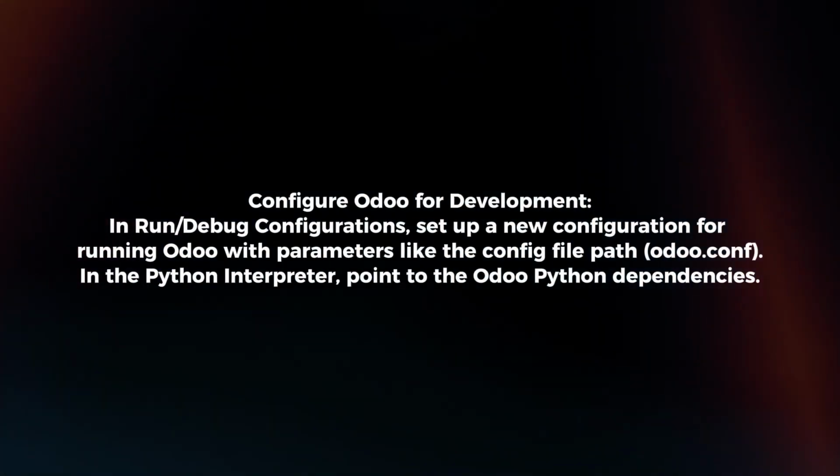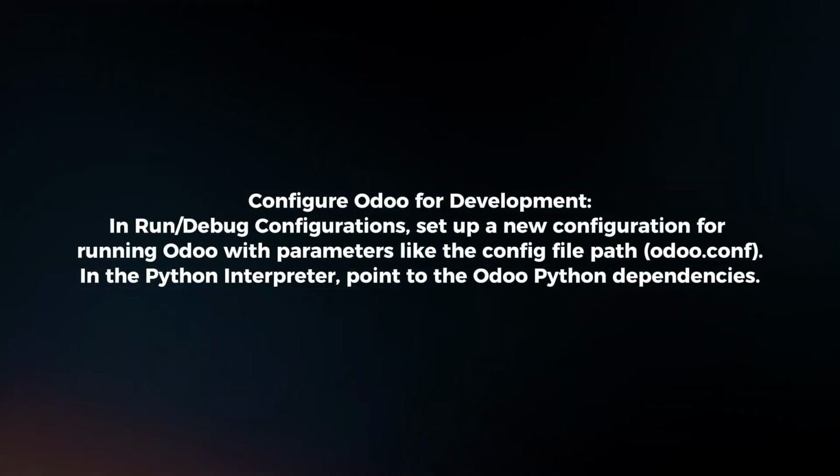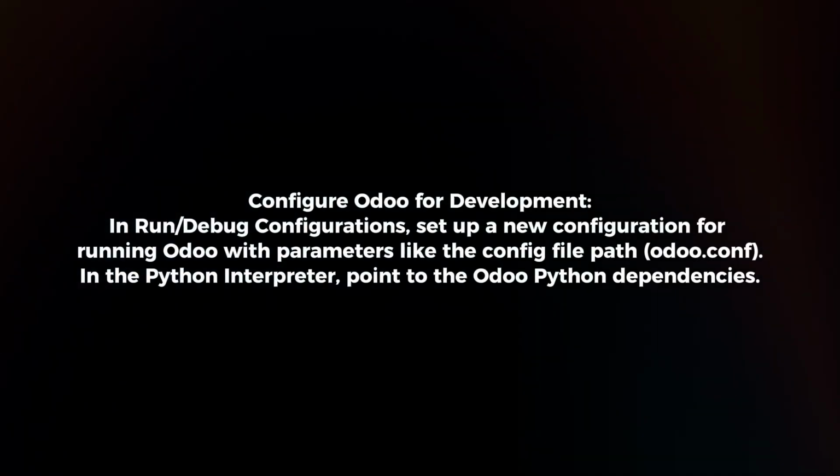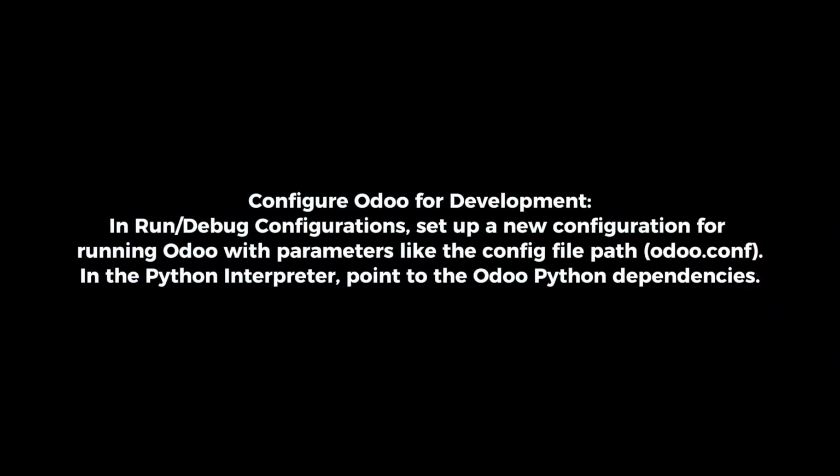Configure Odoo for development. In Run or Debug configurations, set up a new configuration for running Odoo with parameters like the config file path. In the Python interpreter, point to the Odoo Python dependencies.